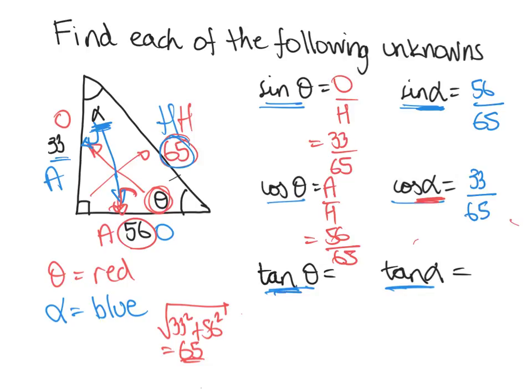Now tan of theta will be, here's theta here, I'll keep going in red, opposite it will be 33, and adjacent to it will be 56. Now for tan of alpha, straight across from it, the opposite side will be 56, and adjacent to it will be 33.